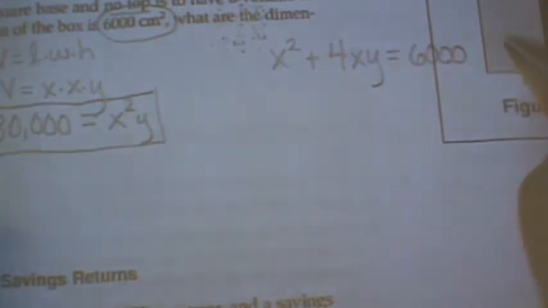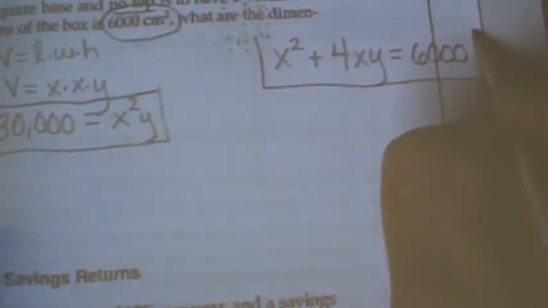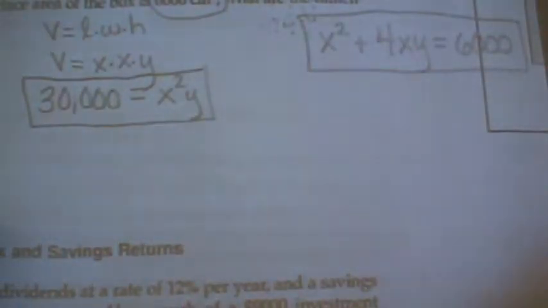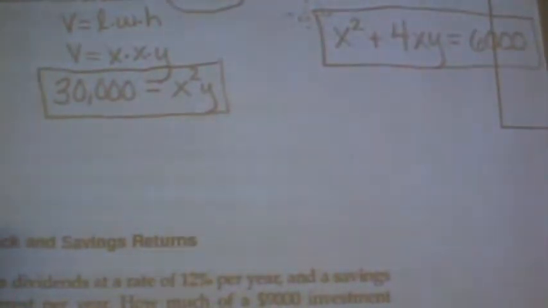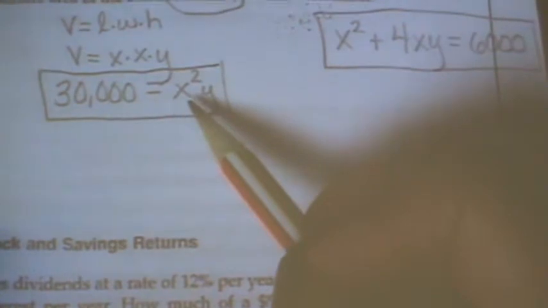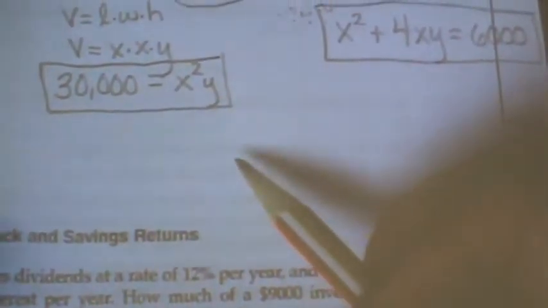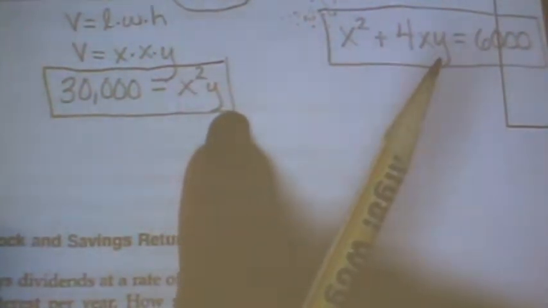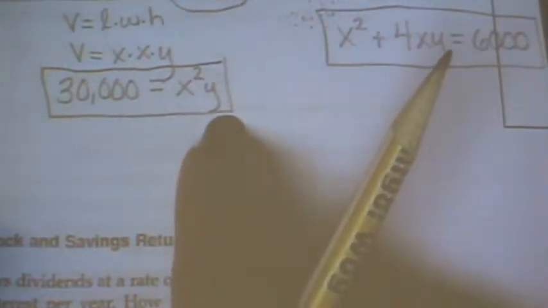Now, this is the surface area. How much surface area do we have according to our problem? 6,000. So now, here's your 2 equations. Let's think about this. How are we going to stick one equation into the other? What's the easiest way? Solve for x? Solving this for x, you're going to have to take the square root of both sides. I think the easiest spot is right there. Solve this for y.